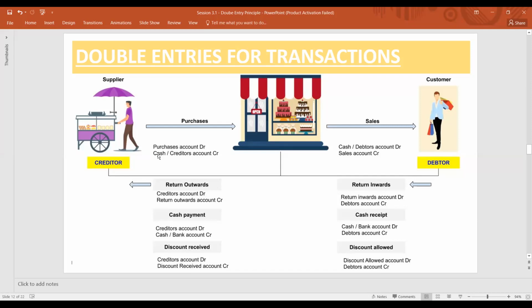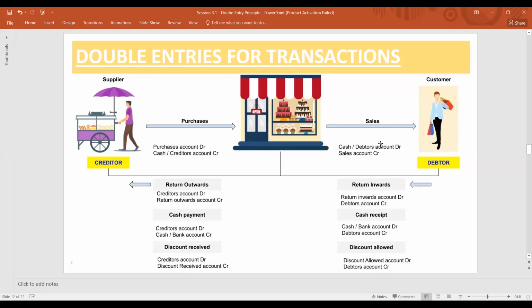Or if we are purchasing by paying cash, cash credit, purchases debit. If it is credit purchases, liability increases. Liability increase means credit. So creditors account credit, purchases account debit. So anyway, remember purchases debit. Right? Always the purchases account is debit. Sales account is credit.